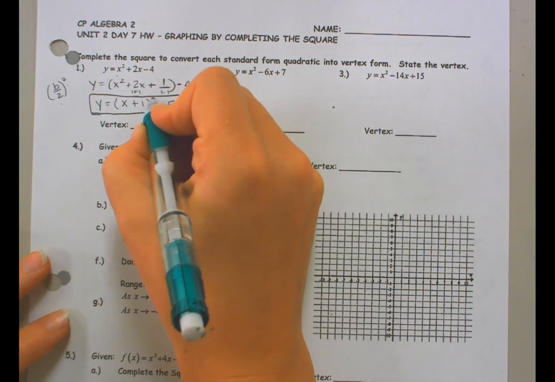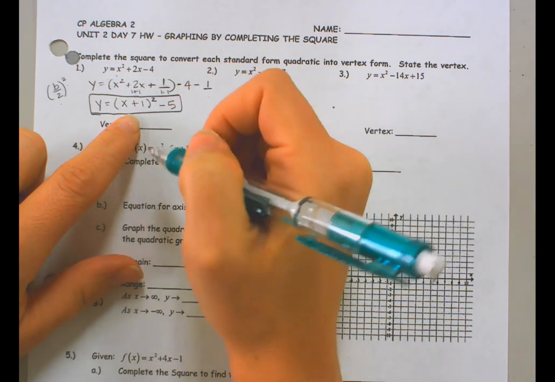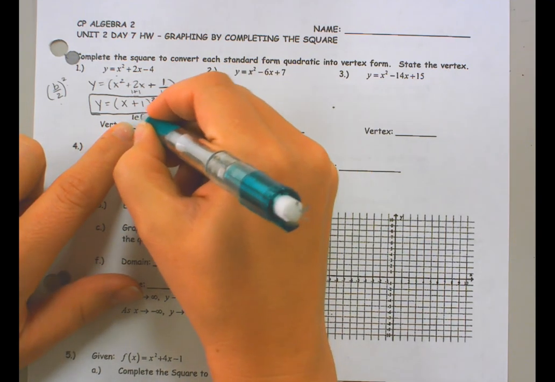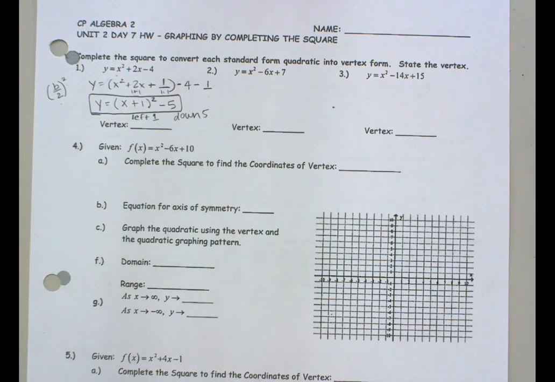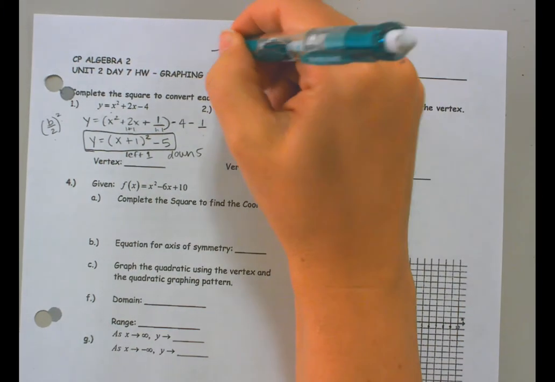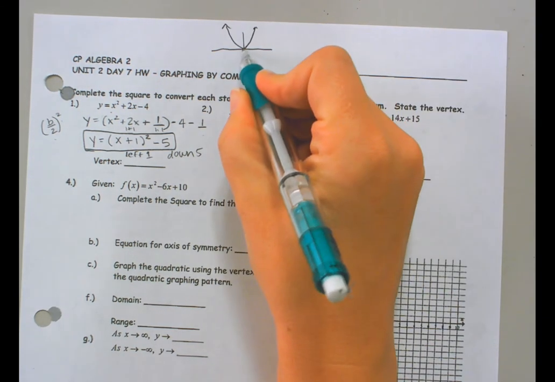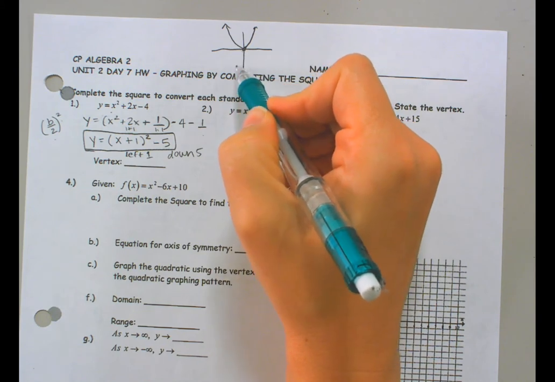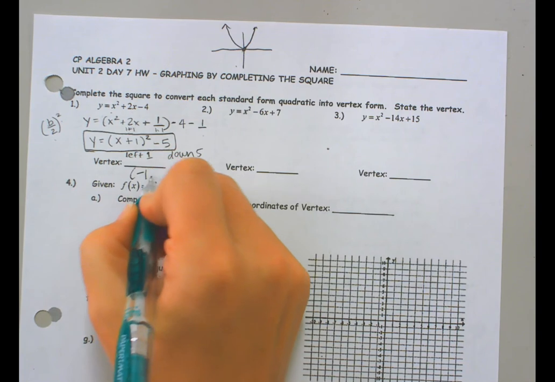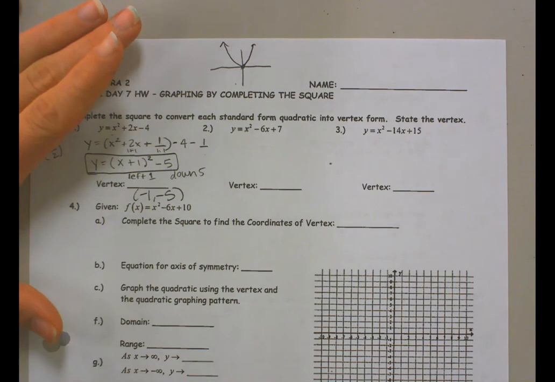So now if we think about this as a quadratic in its transformations, this plus 1 would mean I took my graph left 1. And then this minus 5 means down 5. So if we think of the point on a graph, on a quadratic, our parent function would look like this. So normally that vertex is at 0, 0. So if I move it left 1 and down 5, I would be here at the point negative 1, negative 5. So my vertex would be negative 1, negative 5.